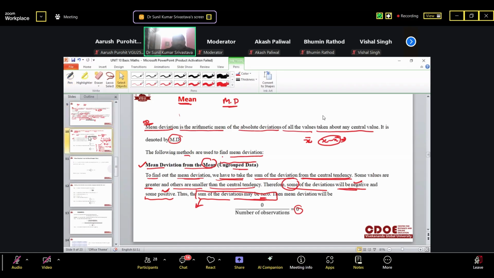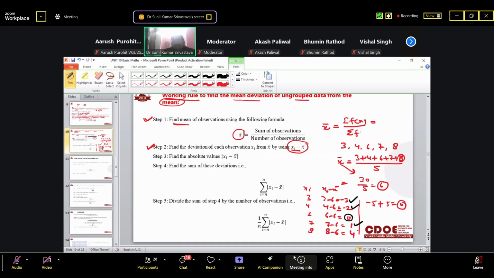So here we have taken an example to describe it to you. The sum of all the deviations may be 0. So we can find the second step in this way: then find the absolute value, the modulus of x minus x bar.